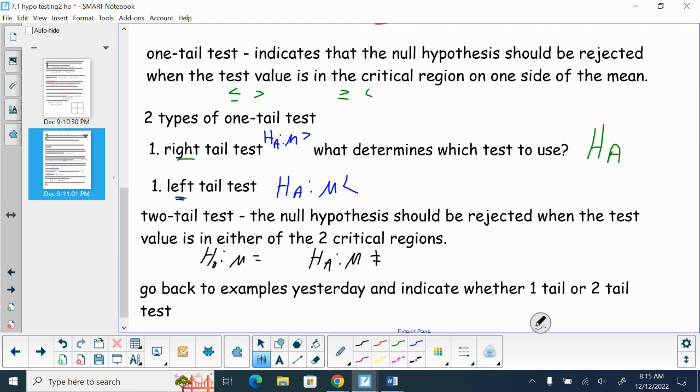Right? Okay, last one. A contractor wishes to lower heating bills by using a special type of insulation in a house. The average monthly bill is 78. One tail or two tail, Abby? One tail, left or right? Okay? Easy thing to determine.